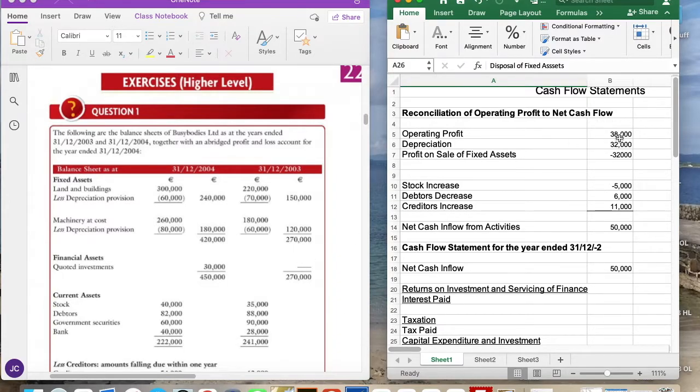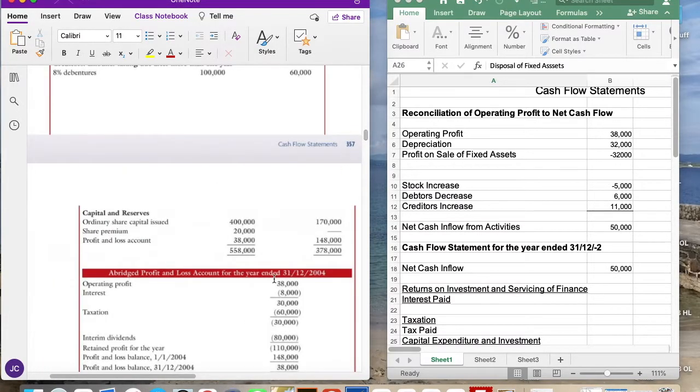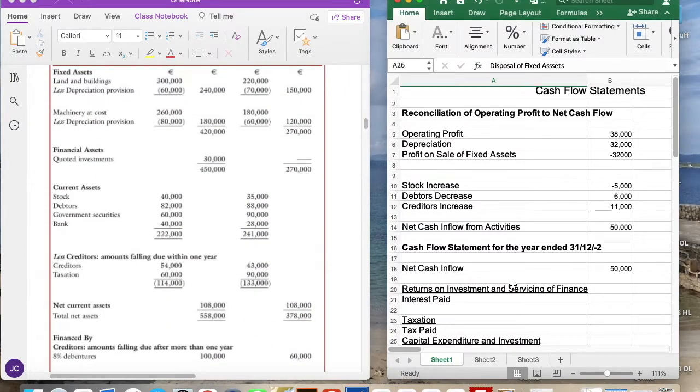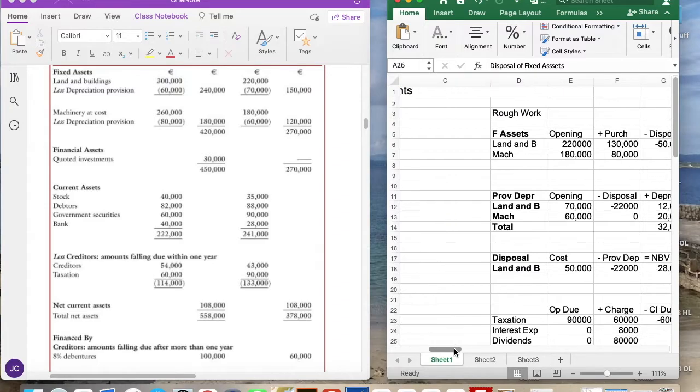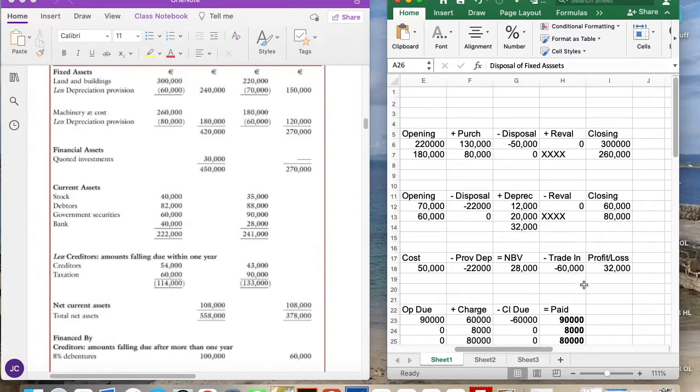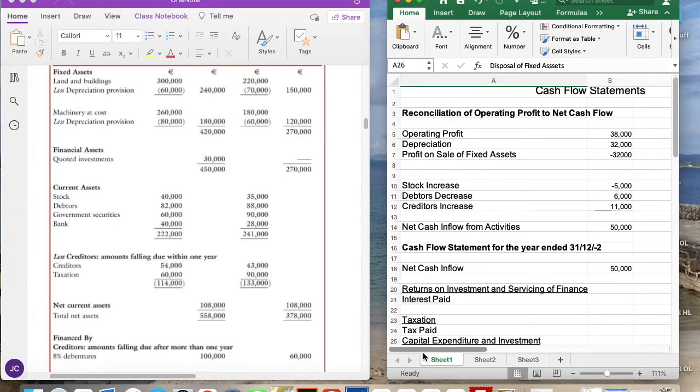So I have some numbers in already. My operating profit I got from the abridged statement down the bottom: 38 grand. I then worked out my depreciation, which has to be put into the document. I got this from the rough work that I've done already. Total depreciation for the year we had listed as 32 grand. And the other thing that comes from this document is that we made a profit of 32 grand on the sale of land or buildings that happened during the year. So those two numbers go in here.